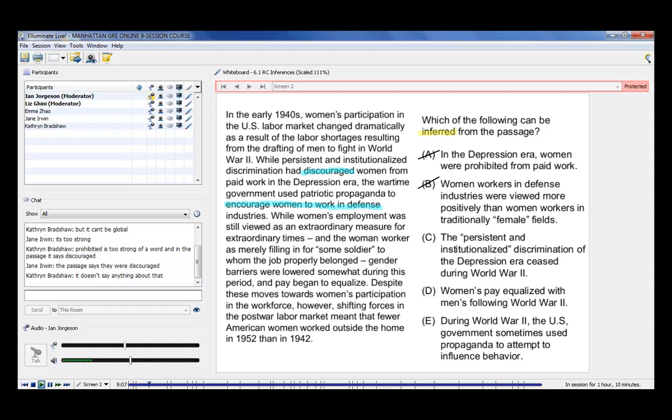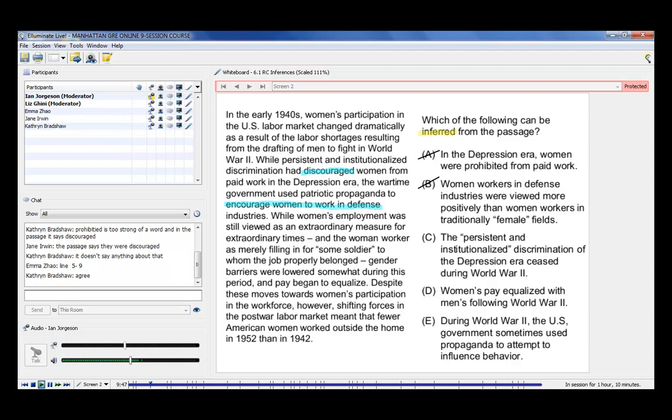Okay, what about persistent and institutionalized discrimination ceased during World War II? This is the answer that two-thirds of the class picked, by the way. So where's that coming from? And notice, even though we're saying it's an inference and it might not be coming directly from the passage, we are still looking for evidence.